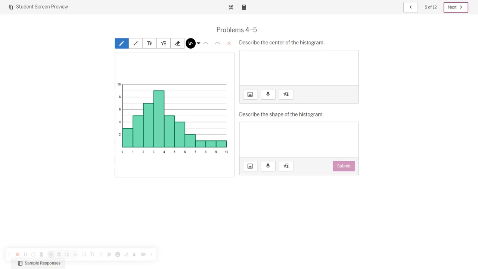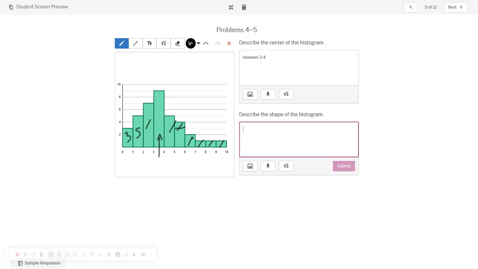Describe the center of this thing. So I've got 3 people here. That's 1, 2, 3. I've got 5 people here. That's 5 right there. This one kind of cancels out with these ones. I think the center is between 3 and 4 somewhere. Between 3 and 4. I don't know what we're talking about because there's no labels.